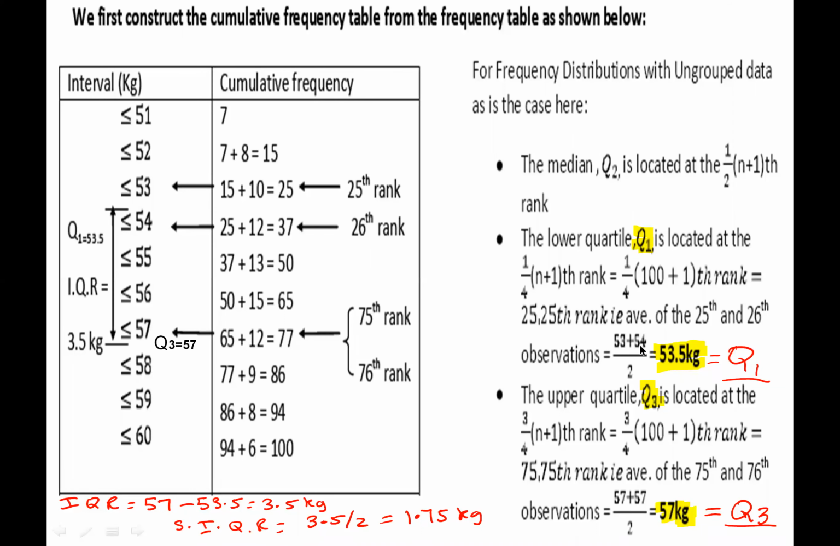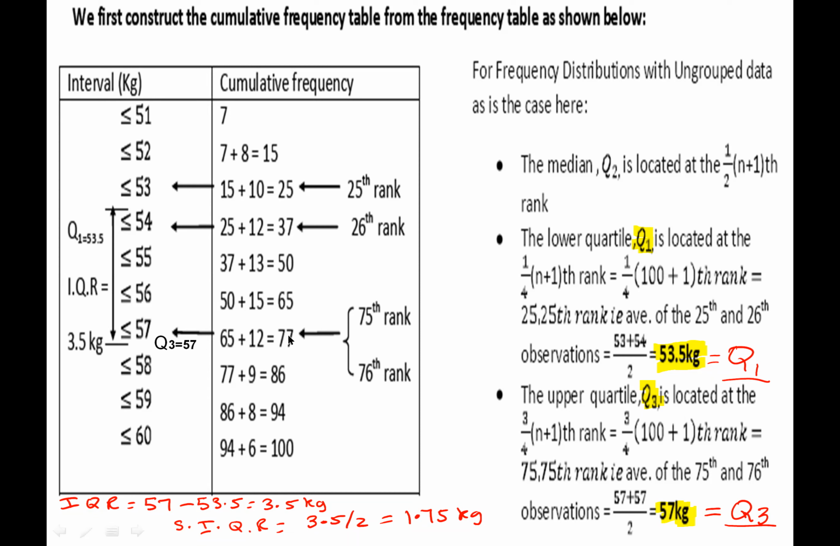So to get the 25.25th rank, we calculate it by adding up these two and dividing the answer by 2. That gives us 53.5 kilograms, and that will be our Q1 value. Okay? How are we going to find Q3 now? Well, we use the formula. This formula tells us where it is located. So n is 100, and 3/4 of 100 is this number. Regardless of what the decimal is, we know we're going to find the 75th person's weight and the 76th person's weight, and divide that answer by 2.